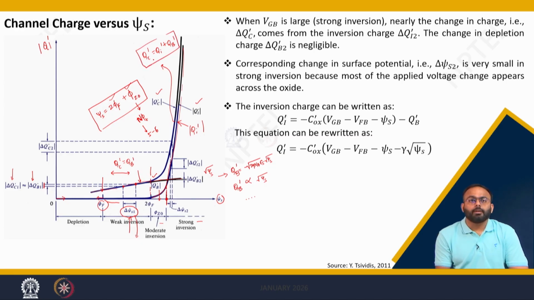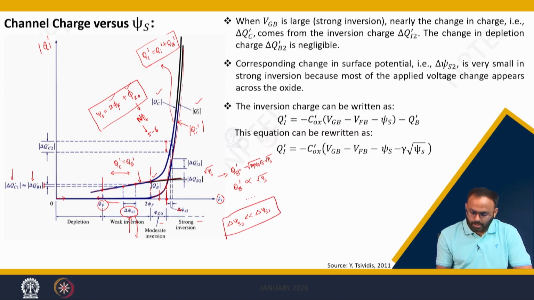If we see the relative change in the surface potential here, in strong inversion, if you change the surface potential by a very small amount, it causes a significant change in the inversion charge. So delta psi s2 is very small compared to delta psi s1, which simply says that we have seen how the surface potential varies with VGB.